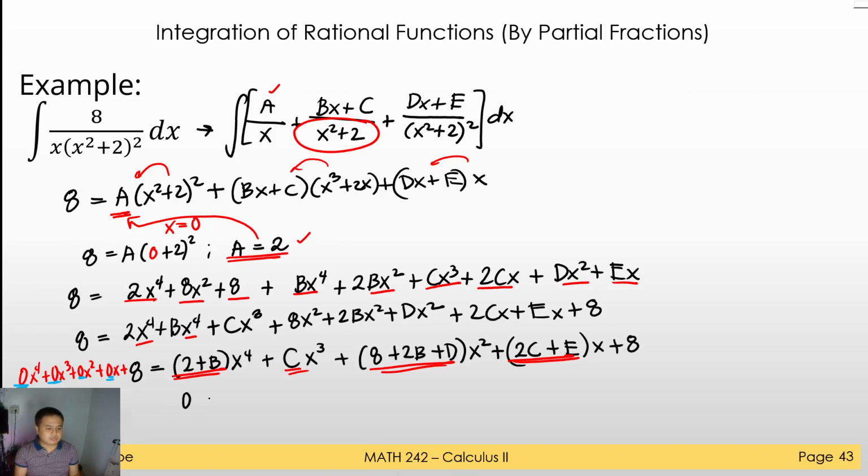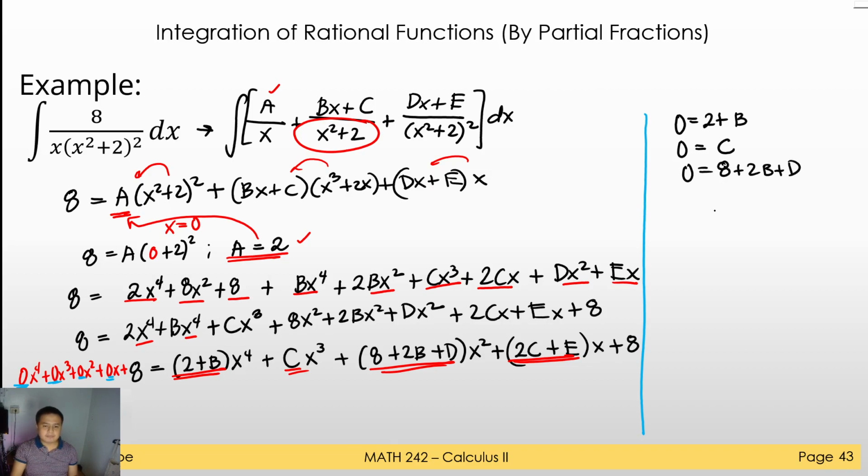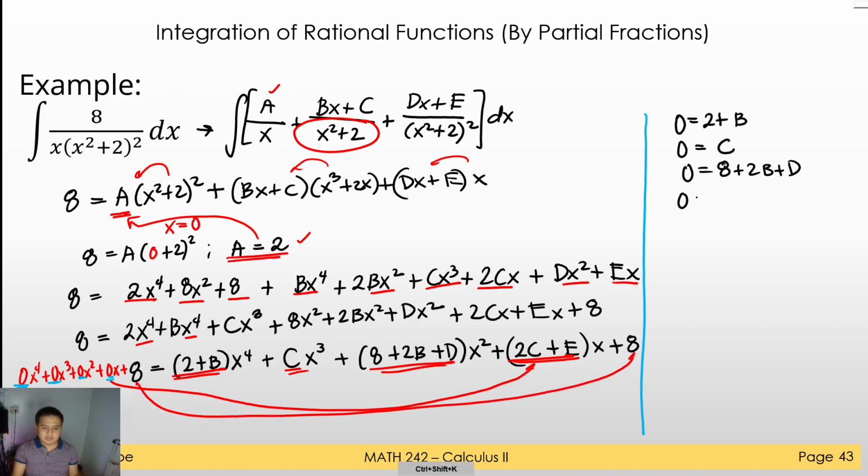So 0 is equal to, I'll just write this down here, 2 plus b, okay? And then 0 is equal to c, equating the left-hand side and right-hand side. And then you have 0 is equal to 8 plus 2b plus d. And then where is this coming from? You have 0 is equal to this 0, and then 8 is equal to this 8. So 0 is equal to 2c plus e, and then 8 is equal to 8, basically.